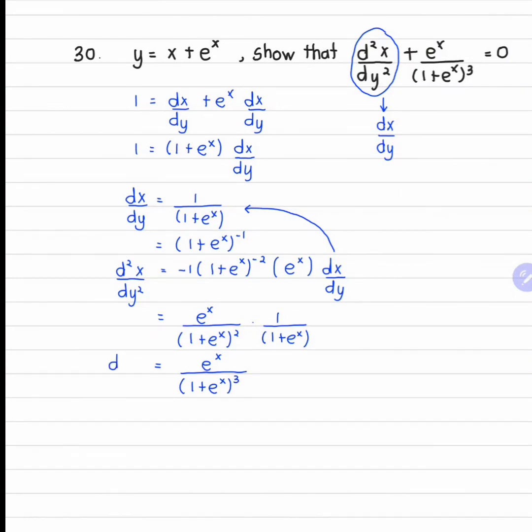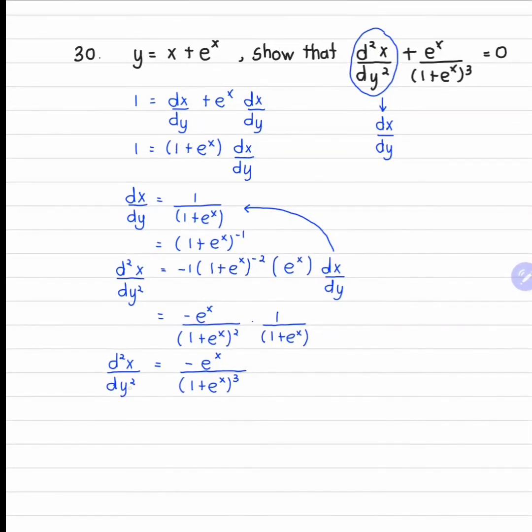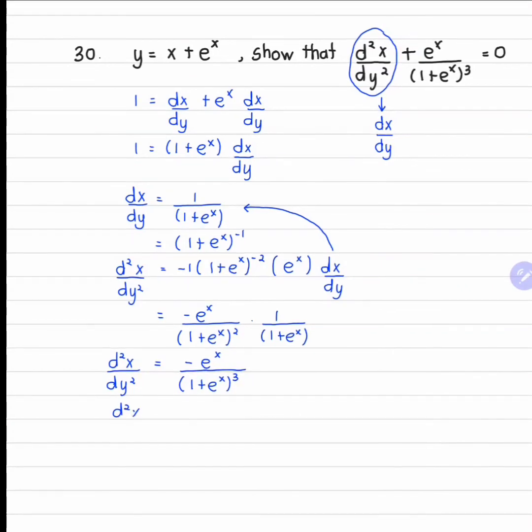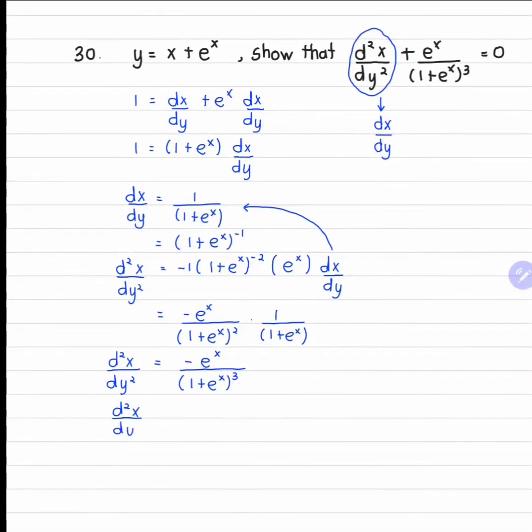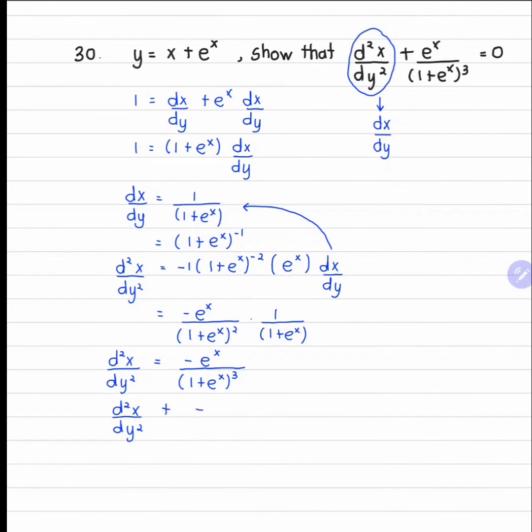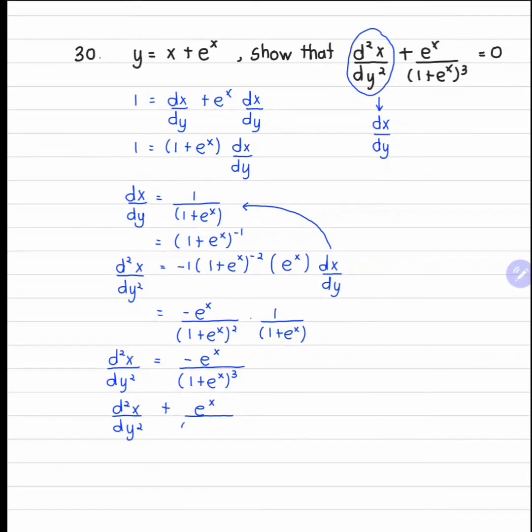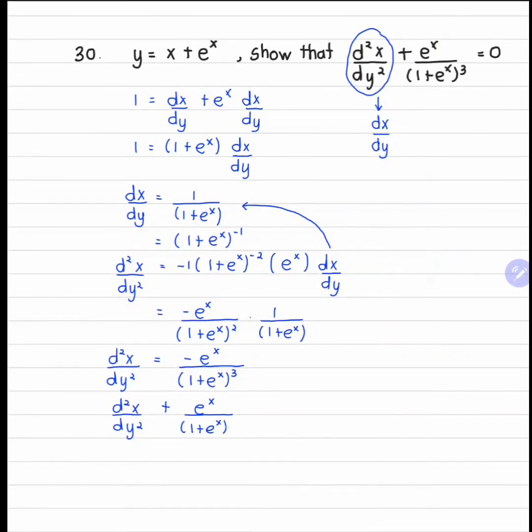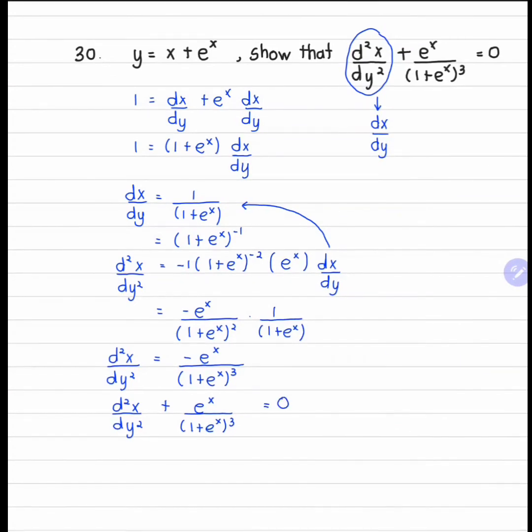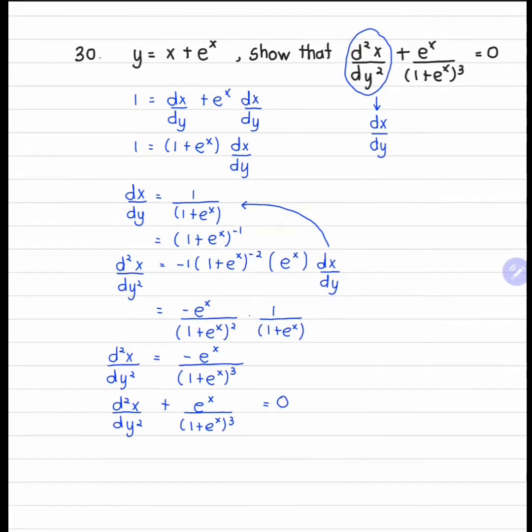Ini adalah second derivative. Nak bagi sama dengan soalan, so kita pindah dia masuk. D square x dy square plus with e power of x over 1 plus e power of x cube, then we get 0. So same as question, so we shown.